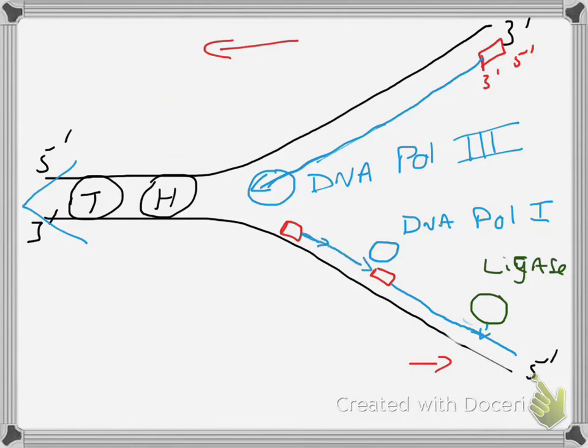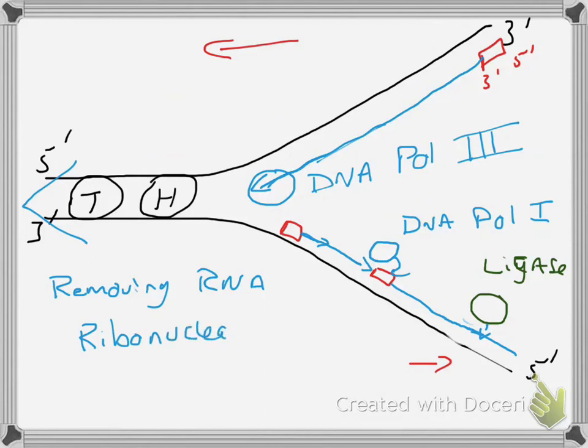So now this is going to come in, and we call that activity of the DNA polymerase, when it's removing RNA, ribonuclease activity. Or you can also call it an exonuclease because it is excising or removing the bases, particularly from the end. And so that is the basics of DNA replication.